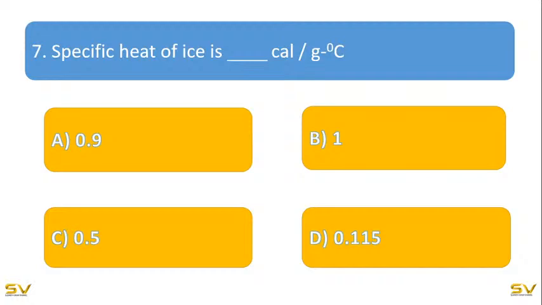Then who is the second? Yes, Arjun, Alim, Uday, Rihan, Lamiz, Charan. Definitely your option C is correct. Very good. It's 0.5 calorie per gram degree Celsius. Very good. Congratulations to all those who answered it correctly.